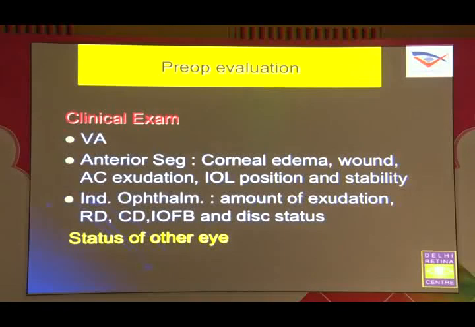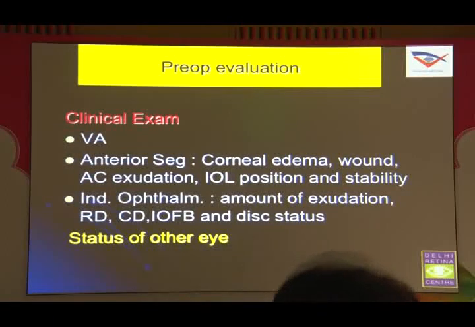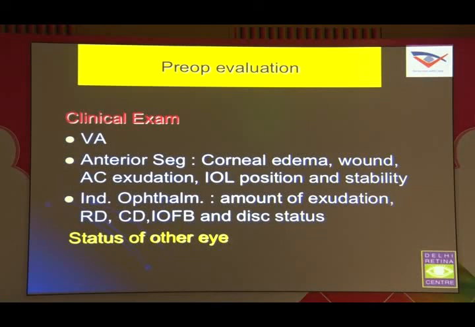It's important to evaluate a patient preoperatively for vitrectomy by assessing the visual acuity and looking at the anterior segment for corneal edema, wound exudation, AC exudation, and iris position, because if you are not able to see behind, it's not possible to do a vitrectomy. Therefore, the anterior segment should be reasonably all right before we operate. On indirect ophthalmoscopy, we have to look at the amount of exudation, association of retinal detachment, choroidal detachment, intraocular foreign body, the disc status, and the status of the other eye.